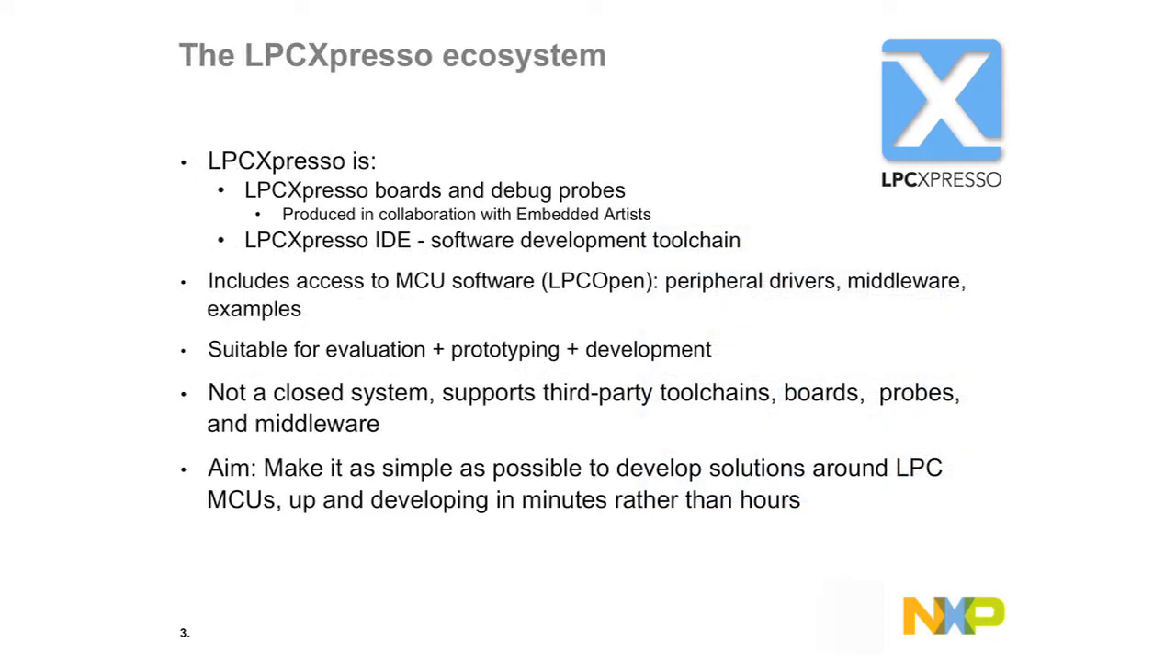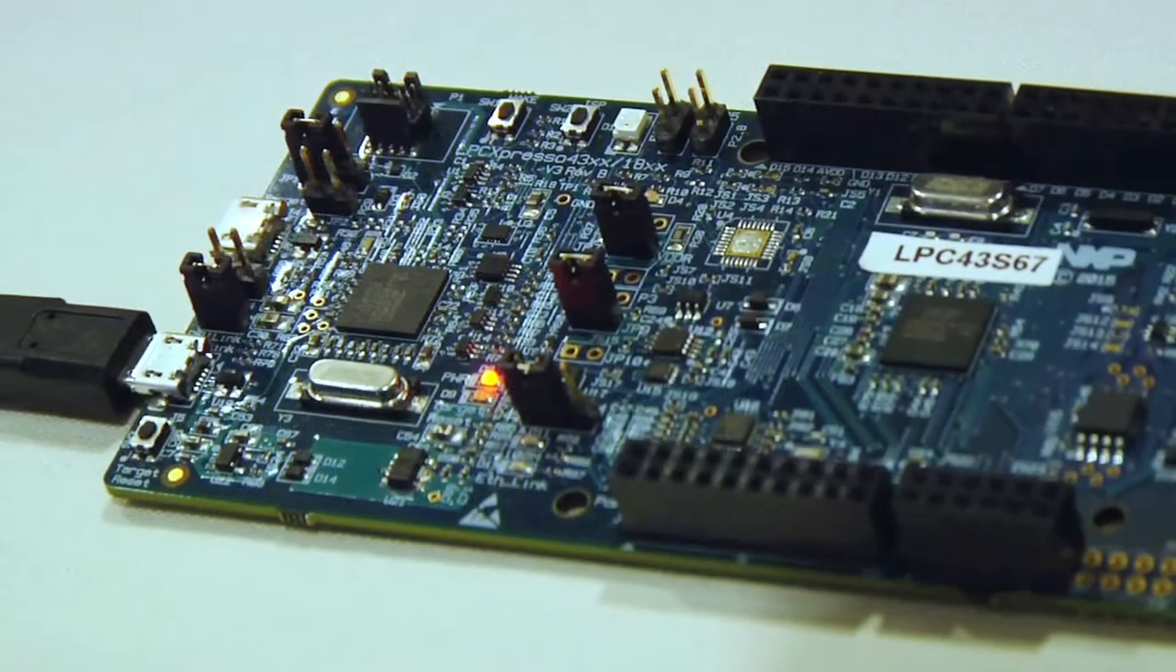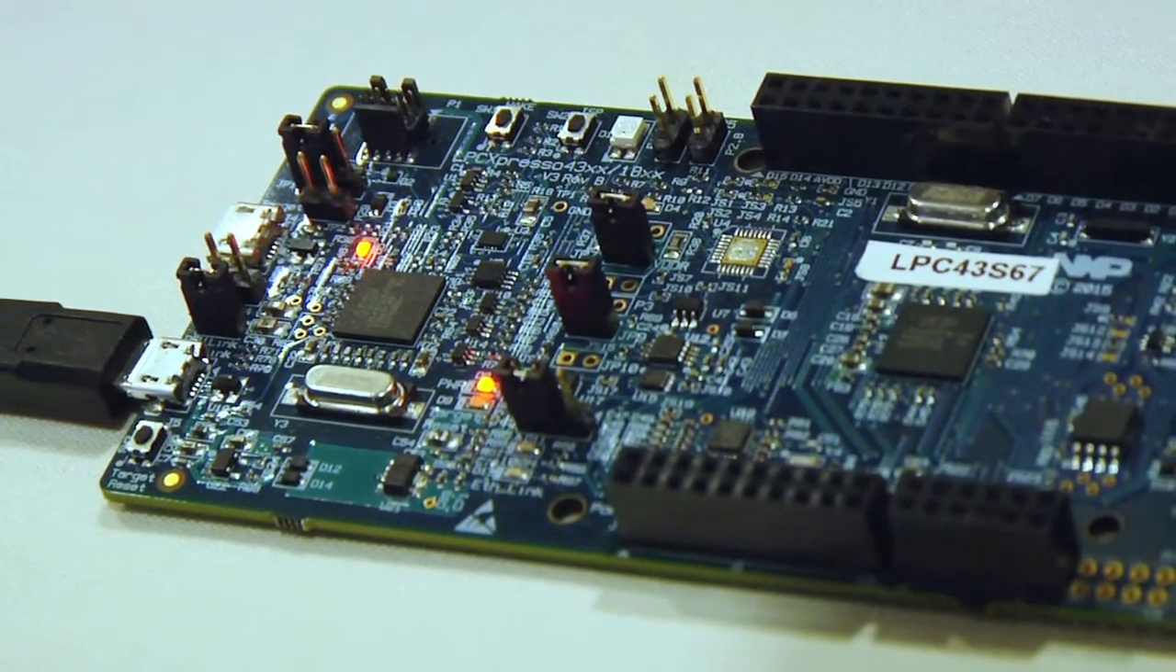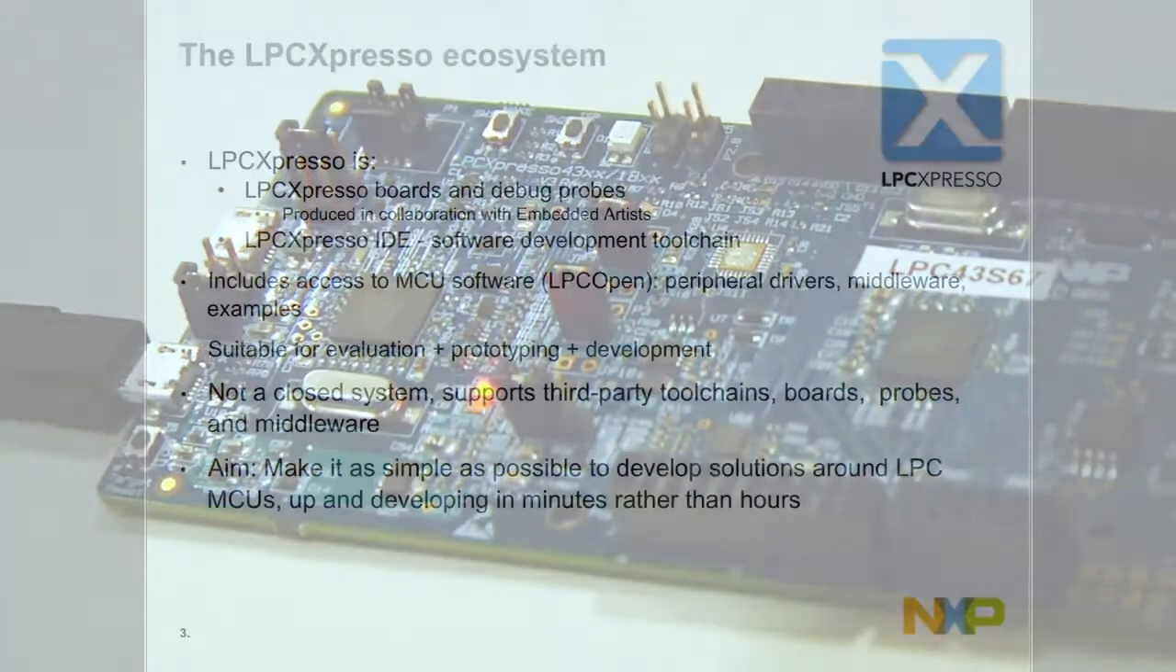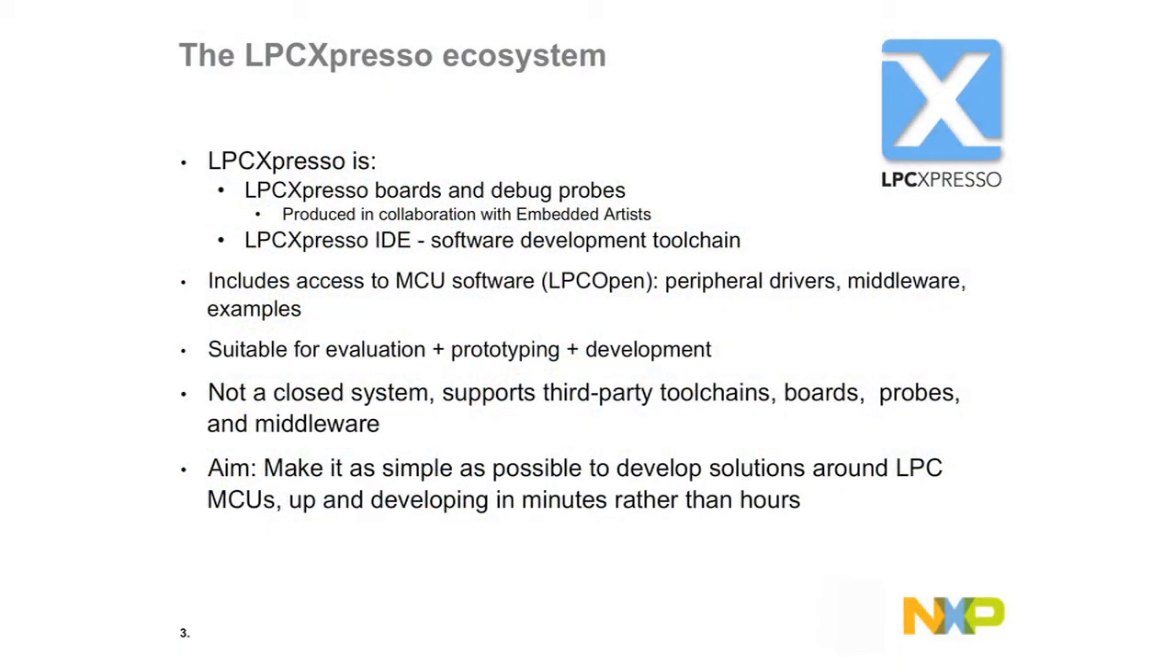So the LPCXpresso ecosystem is basically made up of two main parts. First of all, we've got the boards, such as the one we've got projected on the desk. Many of them look like this, which are produced in collaboration with a company in Sweden called Embedded Artists. And then we've got the IDE itself, which is our software development toolchain. As part of this, we've also got access into our LPC Open software, which is basically our peripheral drivers, middleware, and examples. And we'll see a bit more about that in a minute.